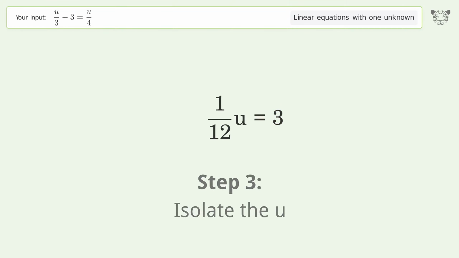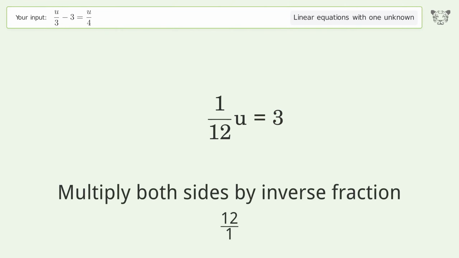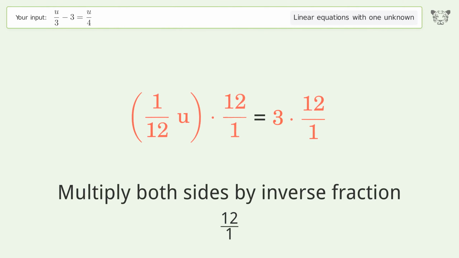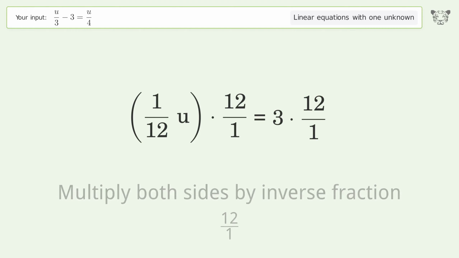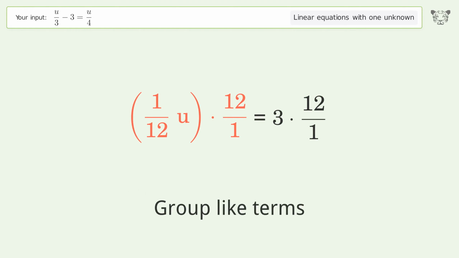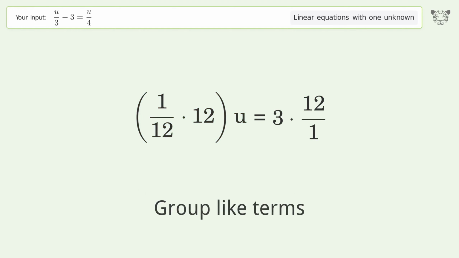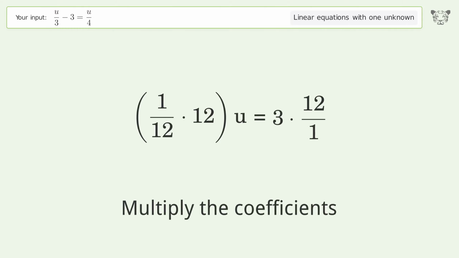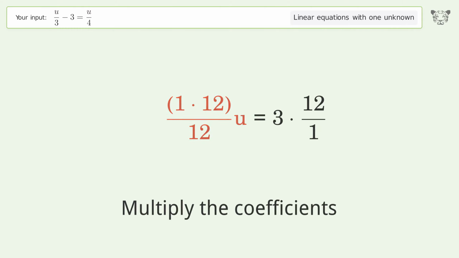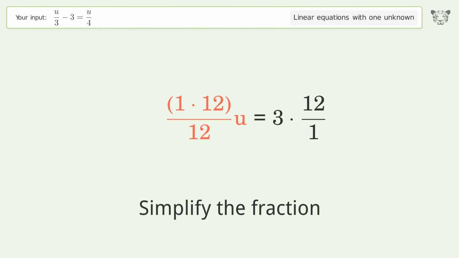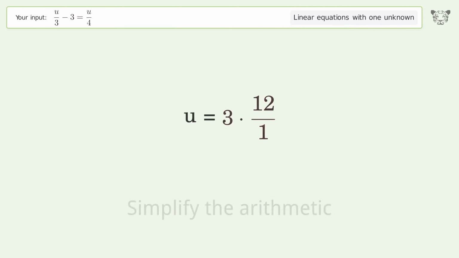Isolate the u. Multiply both sides by inverse fraction 12 over 1. Group like terms. Multiply the coefficients. Simplify the fraction. Simplify the arithmetic. And so the final result is u equals 36.